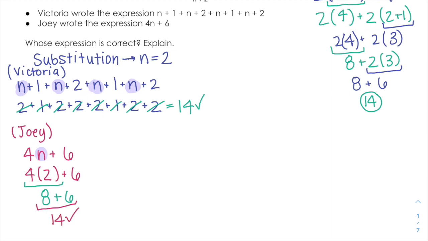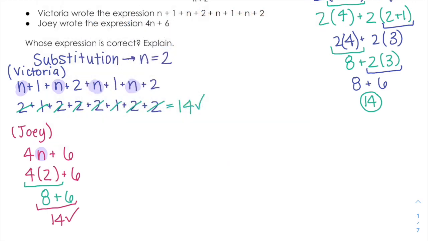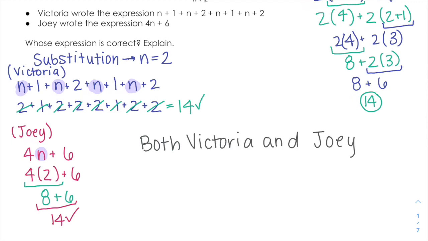So it looks like both of them actually came up with the correct expression, because when we substituted n for 2, both came out to have a value of 14. So let's go ahead and answer our problem. Both Victoria and Joey had a correct expression.